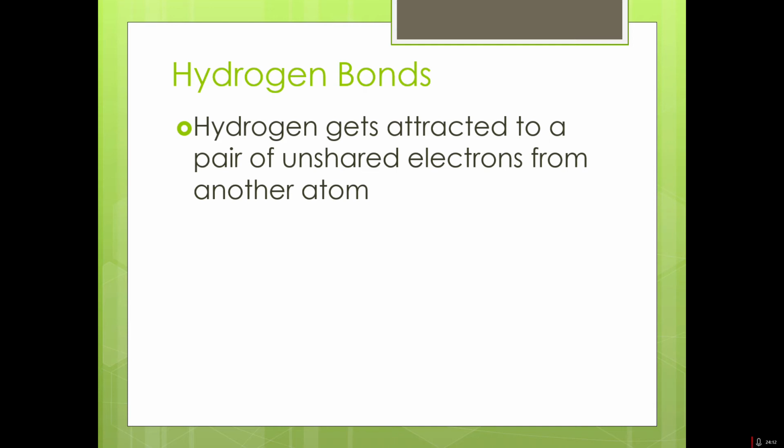And what happens with this highly positive hydrogen is that it can attract itself to a pair of unshared electrons from another atom. So this is like a lone pair. So if there's an atom with a lone pair of electrons, then hydrogen can get attracted to those lone pairs of electrons, because the lone pair of electrons form effectively a large cloud of negative area, and the hydrogen, being slightly positive, is going to be attracted to that.